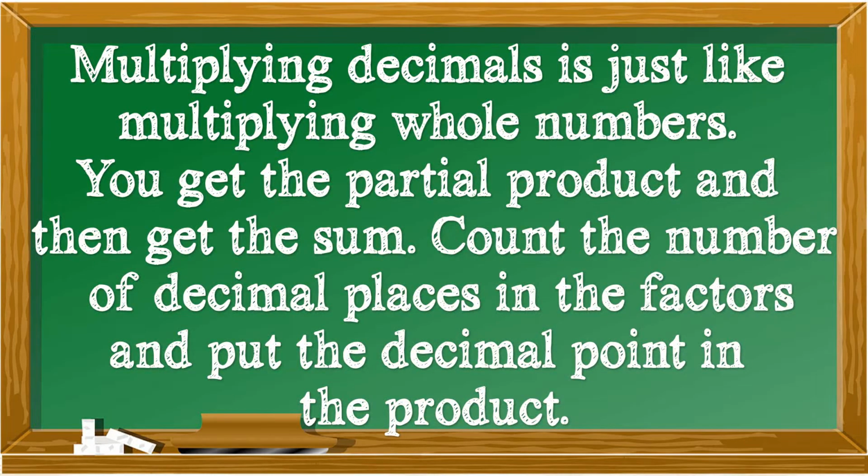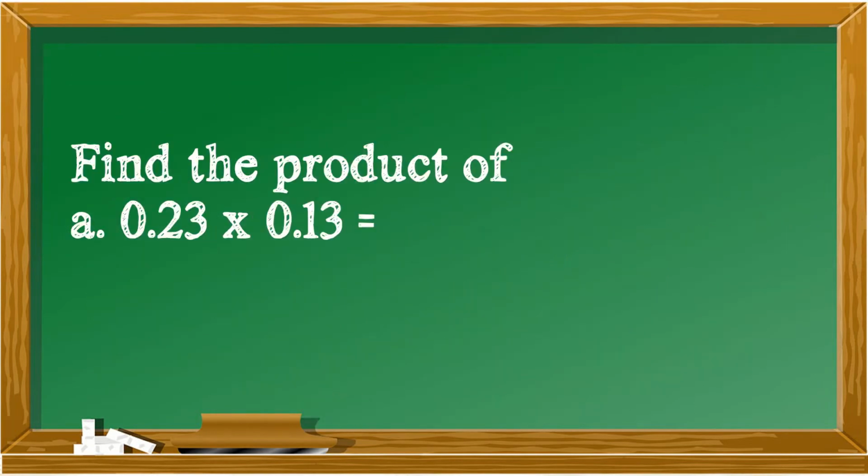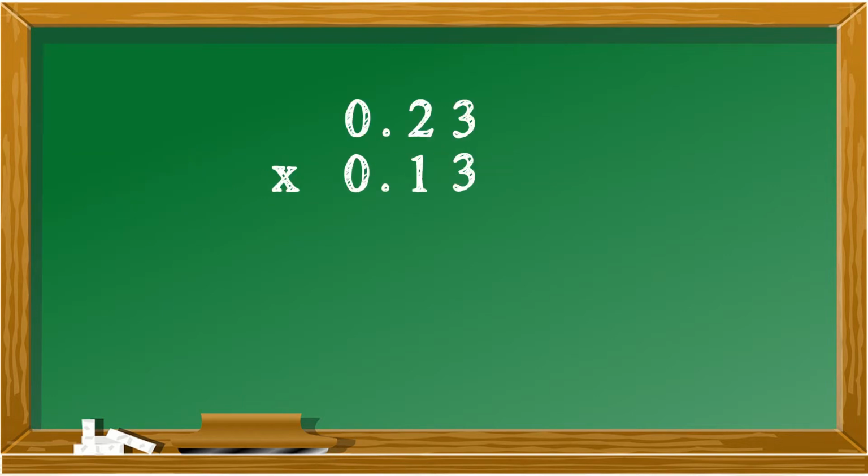Multiplying decimals is just like multiplying whole numbers. You get the partial product and then get the sum. Count the number of decimal places in the factors and put the decimal point in the product. Let us have this example. So find the product of 23 hundredths times 13 hundredths. So we will write this vertically, just like this.